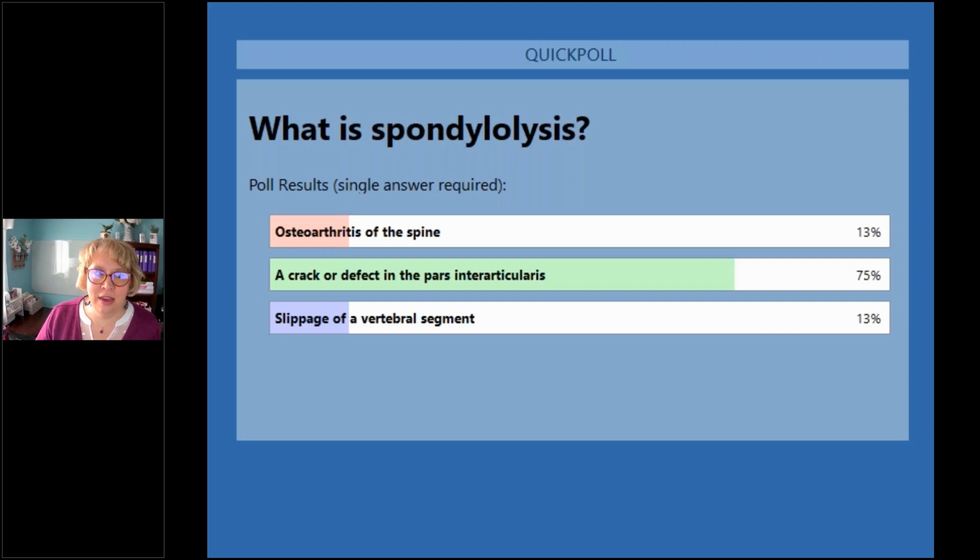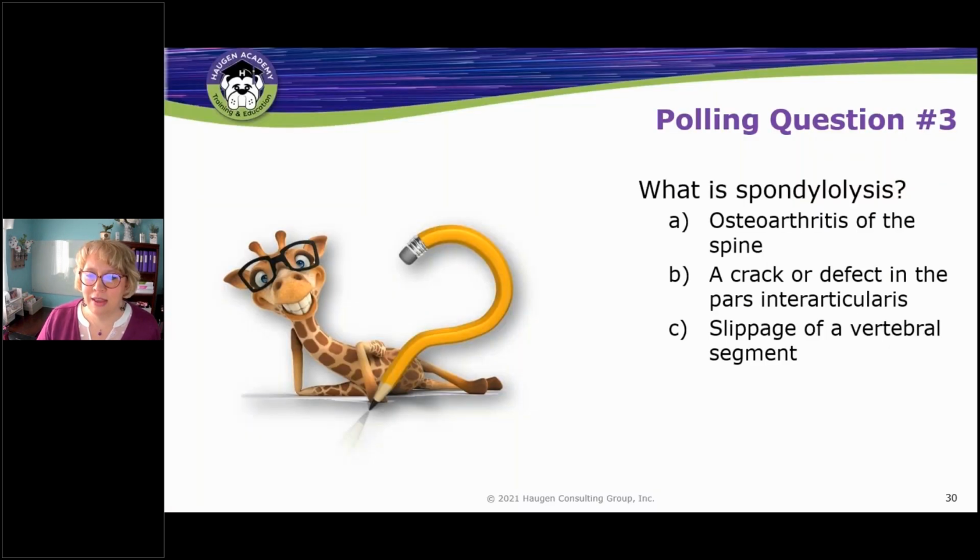Arguably, I think that the defect in the pars interarticularis, depending on the severity, is more concerning than the osteoarthritis, because it can lead to that slipping. All right, thank you so much, Jen.